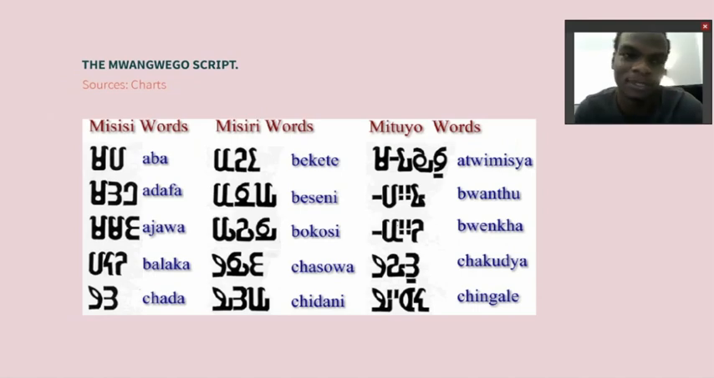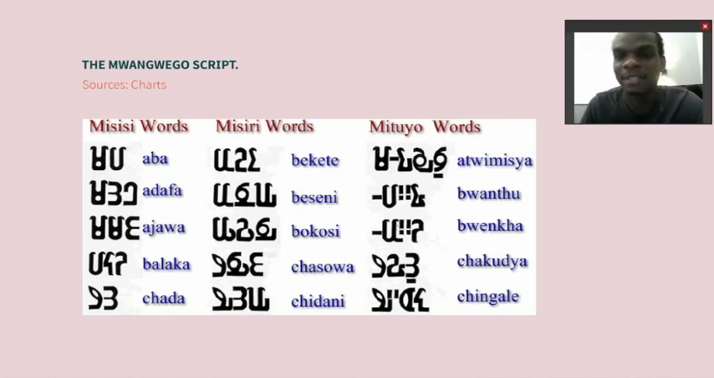And then the other type of sources that I looked at were the charts for the different types of word compositions we have. The initial ones are the misisi words, which are the basic words formed by the basic misisi symbols. And then we've got the misiri words, which are words composed of the misiri, which are basically the misisi, or the symbols, connected to the vowel marks. When they are connected to the vowel marks, they are called misiri.